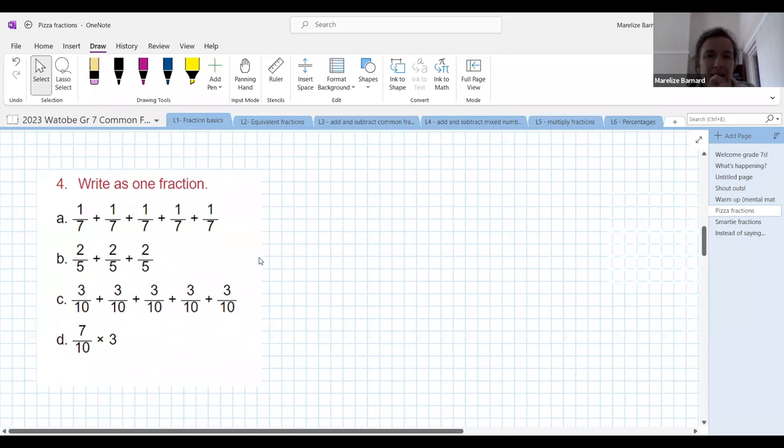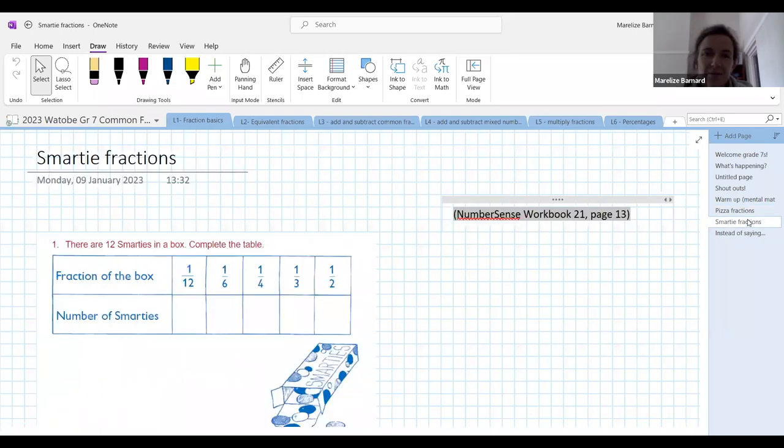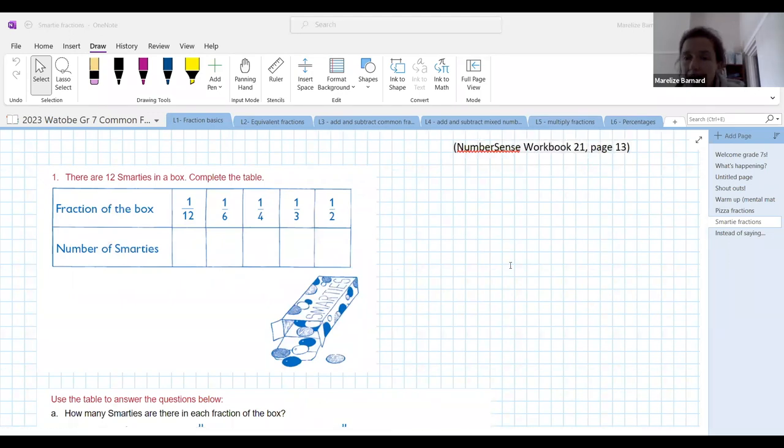Okay. I think what we must do next is go on to, so we've done some pizza, now we're going to do some Smarties. Smarty fractions. And I want you to complete this table as best as you can while I take one or two questions. So the rest of you just work on the table. It says there are 12 Smarties in a box. Complete the table. So the first one says a fraction of the box, a 12th. How many Smarties will that be of 12 Smarties? Okay. My mind is blown. Okay. Let's see. Tiamo Tabiso.